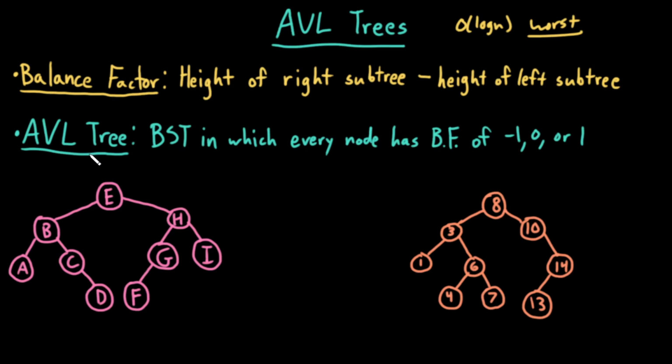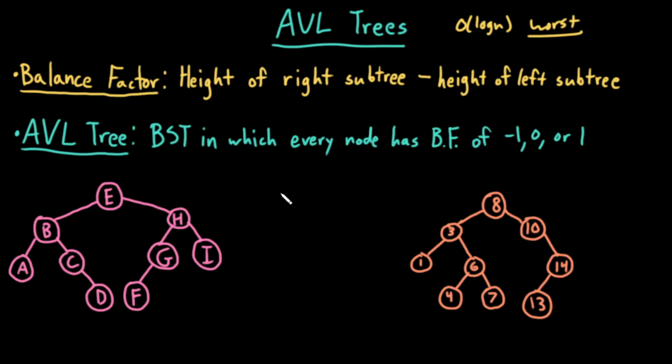So an AVL tree is a binary search tree. All AVL trees are binary search trees, but it's a binary search tree in which every node has a balance factor of either -1, 0, or 1. So either the balance factor is 0 or it's off by 1. Nothing more significant than that.